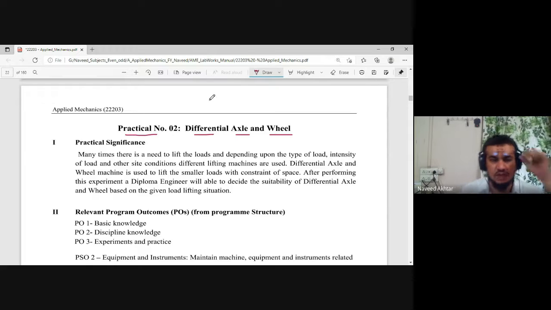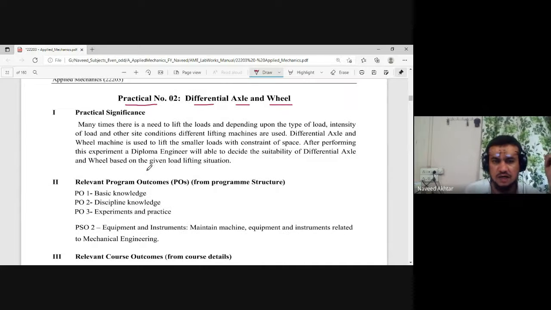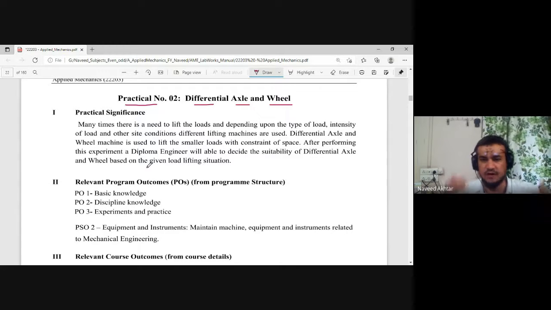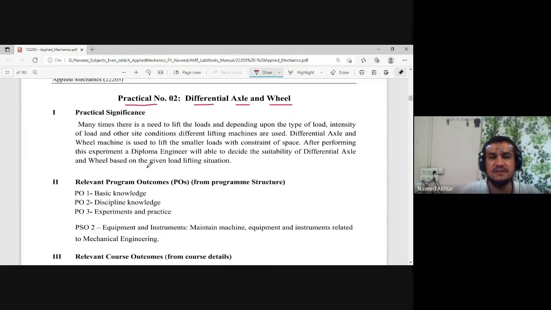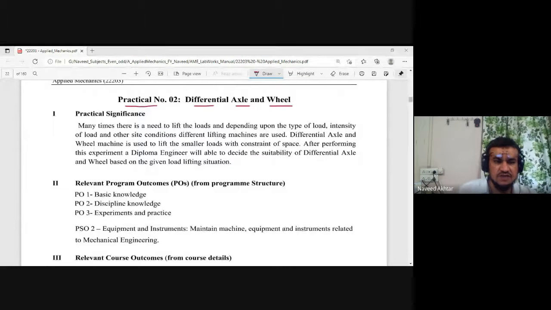Okay. So many times there is a need to lift a load. Depending upon the type of load, intensity of load, and other site conditions, different lifting machines are used, such as the differential axle and wheel.